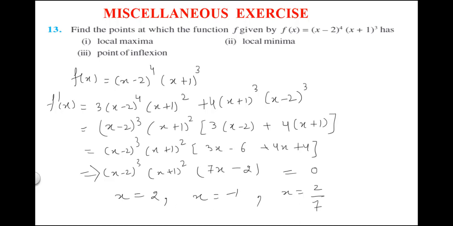Now how do we check that these points are of maxima, minima or point of inflection? So we will use the first order derivative test. I am not going to solve the complete thing; I'll solve for one and show you how it works. What you have to do is write the value f dash x here, and you write the points here. So we have the points x as 2, x as minus 1, x as 2 divided by 7.